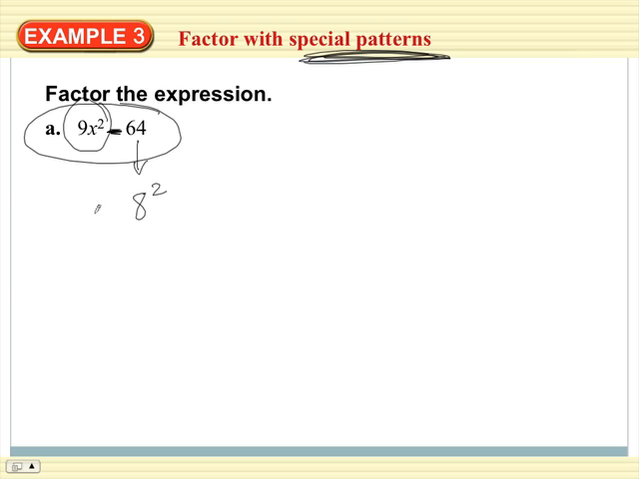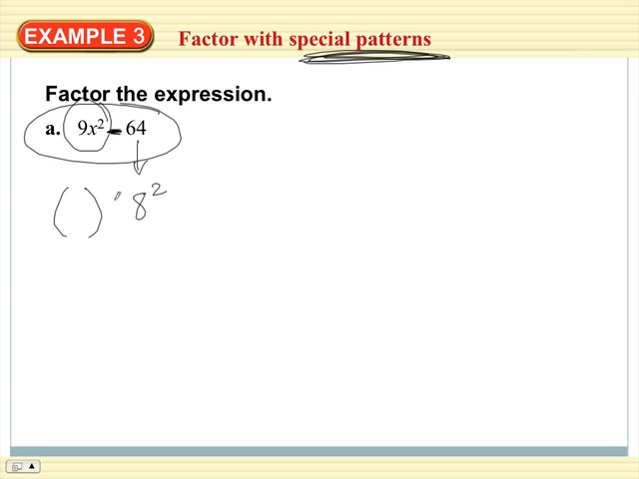Okay. Next type of example, special patterns. So, why is this a special pattern? Missing b. Okay, it's missing b. All right, so that's one thing you think. Okay, there's no b in this one. So therefore, similar to, yeah, is it a difference of squares? Is it a difference? Yes. Is this a square? Yes, it is 8 squared.